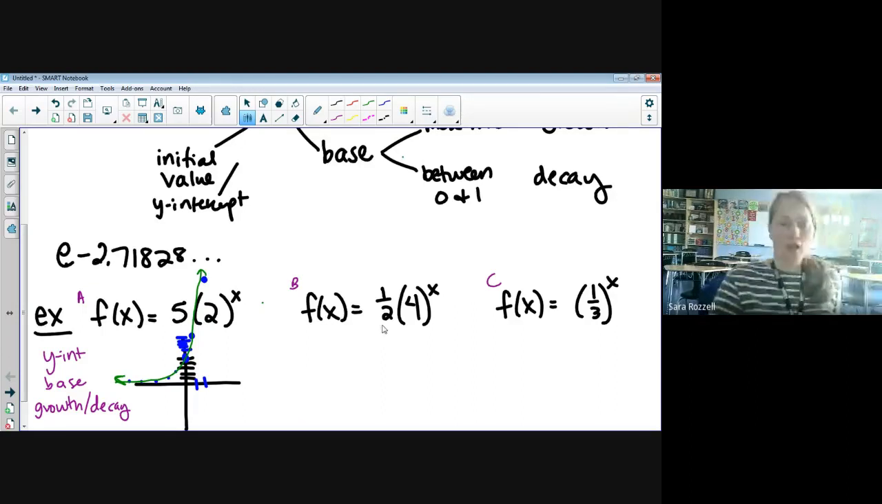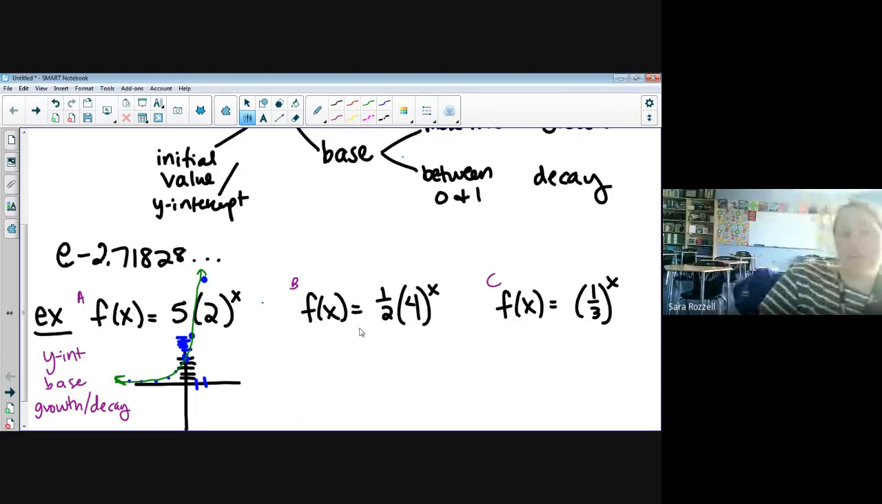Okay. All right, for B, let's go ahead and write down what we think for B. The y-intercept, comma, the base, comma, is it growth or decay? So put that in the chat for part B. What's the y-intercept? What is the base? And is it growth or decay?